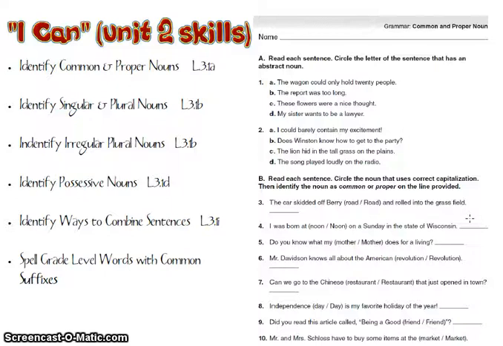Number 4. I was born at noon on a Sunday in the state of Wisconsin. Remember, you're going to circle the noun that uses the correct capitalization, and then you're going to tell me, is that noun common or proper? Number 5. Do you know what my mother does for a living? Number 6. Mr. Davidson knows all about the American Revolution.